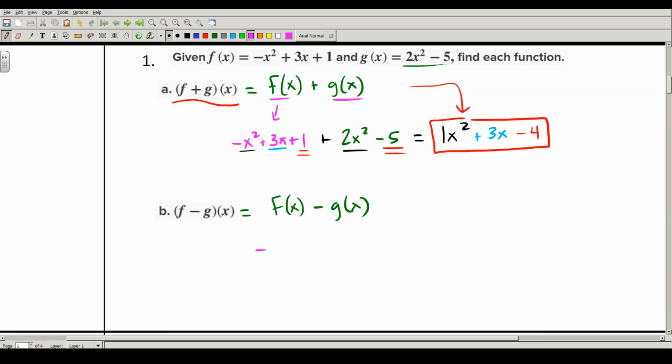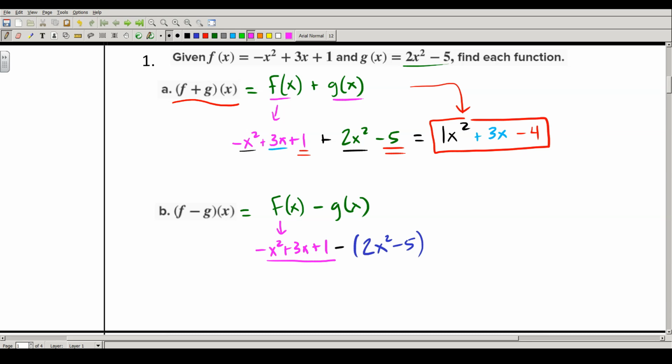So we're going to take whatever f of x is, negative x squared plus 3x plus 1, and then we're going to subtract g of x. And in this case, g of x is 2x squared minus 5. I'm going to go ahead and put that in parentheses. All right, so I'm going to say minus parentheses 2x squared minus 5. All this means is that I'm taking this function, right? I'm taking this function, and then I'm going to subtract 2x squared minus 5.